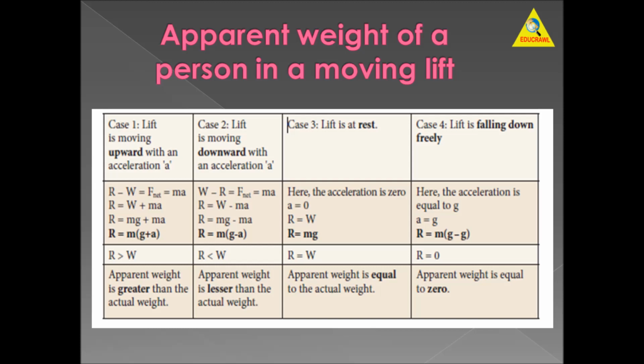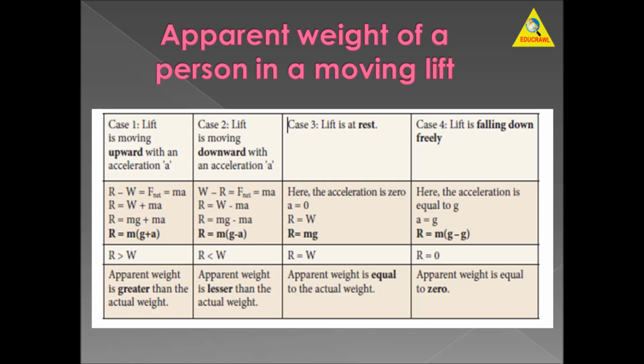Now consider case 3. Here the lift is at rest, hence the acceleration is 0. Here you can use either of the equations. Either you can have it as R minus W or W minus R, which doesn't matter. The acceleration of the lift is 0, and hence I have R minus W equal to 0. So I take the W to the other side. Hence the equation becomes R is equal to W.